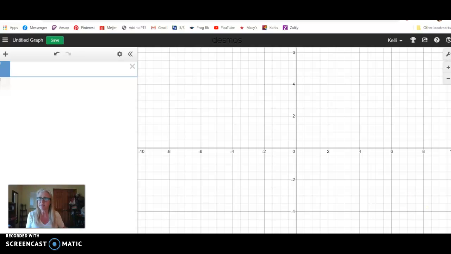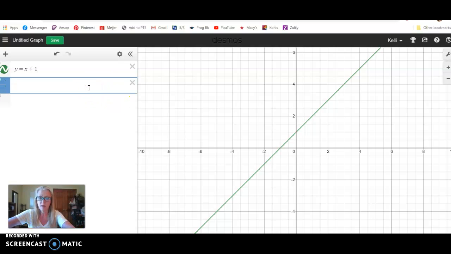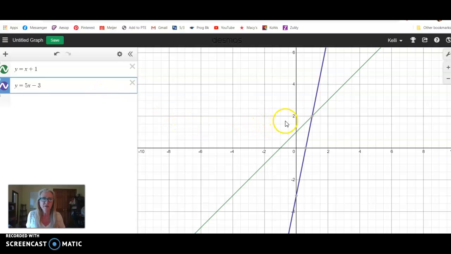So here we are in Desmos. The first thing you want to do is to go ahead and type in the equations. I've written them down here. We have y equals x plus 1 for the first equation. And the second equation was y equals 5x minus 3. See how easy this was? Move your little cursor over here. There's your solution. (1, 2) is your solution.